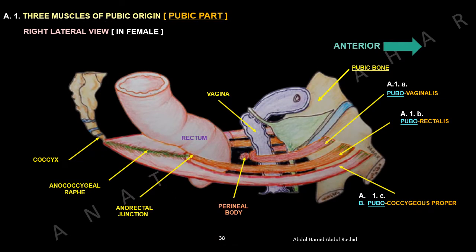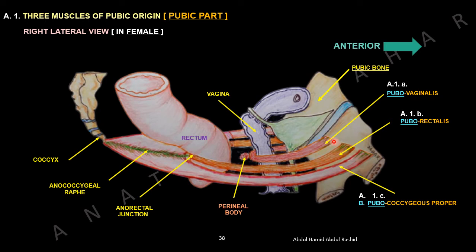These are the three muscles of pubic origin in female. We are looking from the right lateral side. This is the back of the pubic bone. Pubic symphysis is here. This is uterus. This is vagina. Of the three muscles, the innermost one is pubovaginalis, the middle one is puborectalis, and the outermost one is pubococcygeus proper. The middle one and the outermost ones are the same as in the case of male. Origin, anterior and posterior attachments, everything is the same as in male.